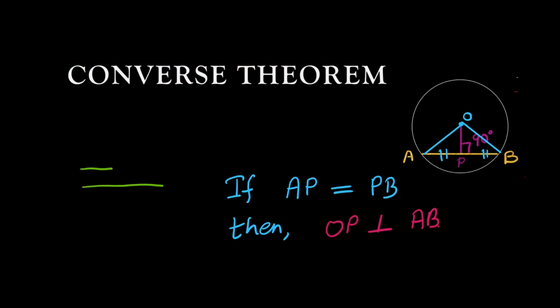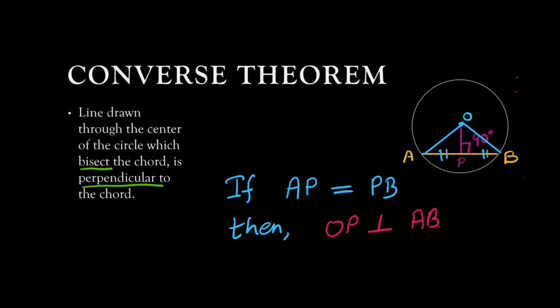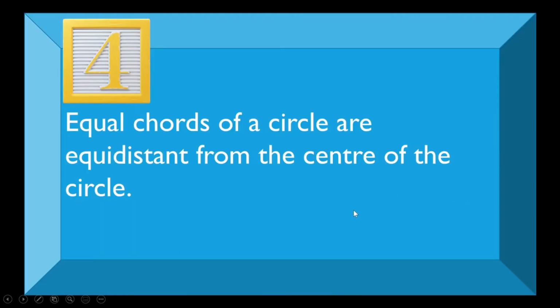Hence proved. So what will be the converse theorem? The converse theorem is: the line drawn through the center. So if it is given that the line drawn through the center of the circle bisects the chord, then it will always be perpendicular. So if either one is given, then the other one will be true. So here, if AP is equal to PB, then OP is perpendicular to AB. Clear? This is the fourth one.